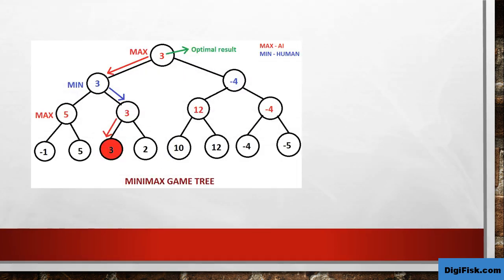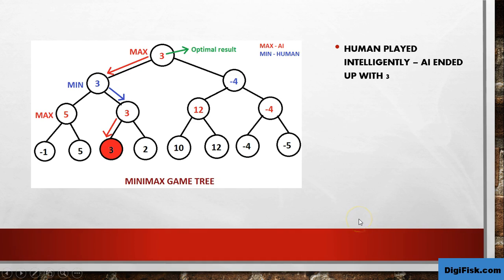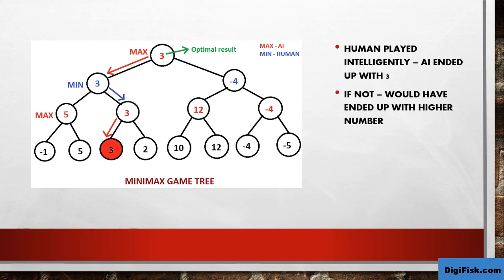So finally, the maximizing player will choose 3 because it's the maximum value. There you go. It's the optimal result that both the maximizing and the minimizing player can bring forth. Do you see how it's neither the lowest nor the highest? That's because both the AI player and the human player played intelligently. If the human player had made a mistake in any turn, then the AI player would have easily ended up in one of the higher final states.